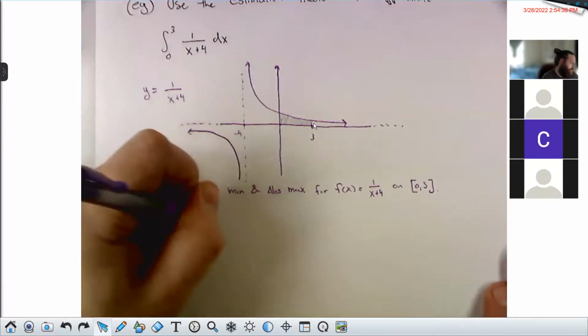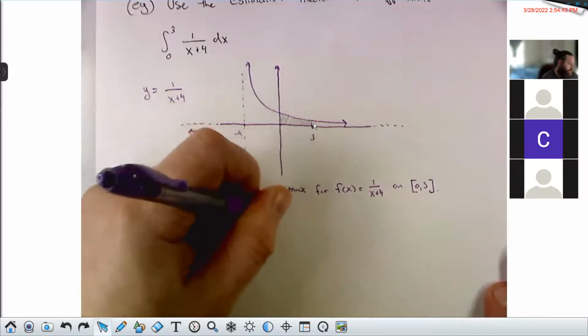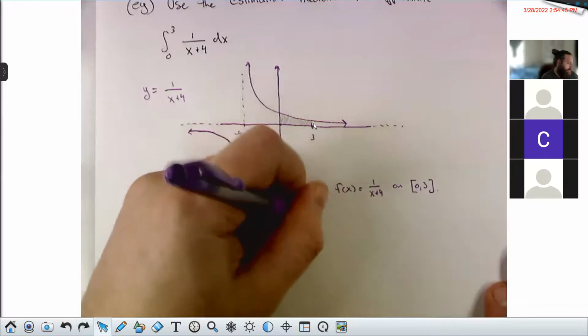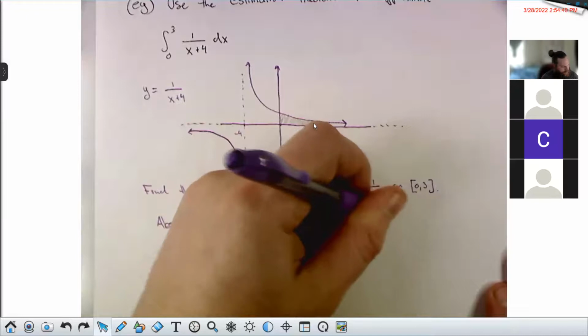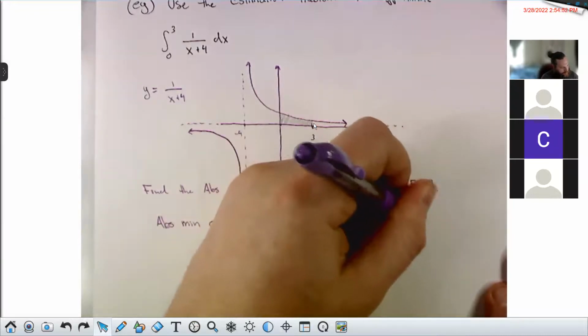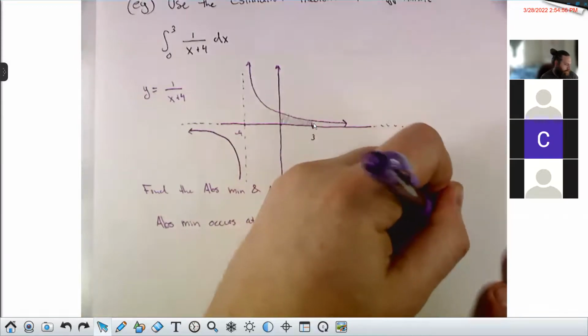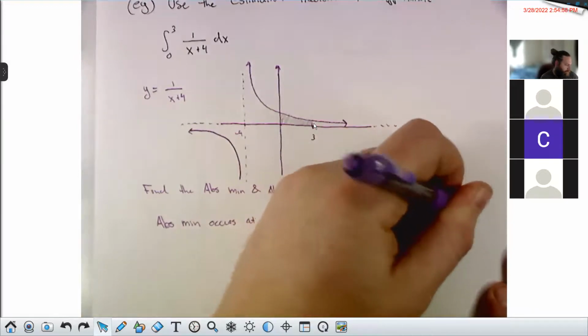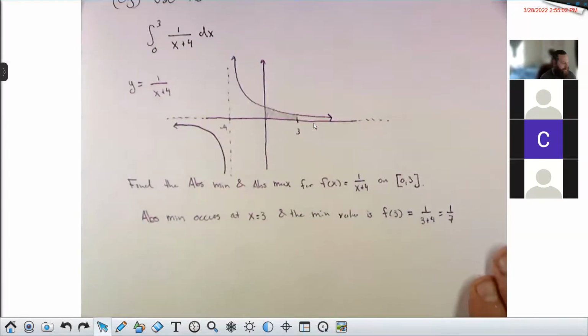So the absolute min occurs at x equals 3. And the min value is f of 3, which is 1 over 3 plus 4, which is 1/7. So that's my little m.